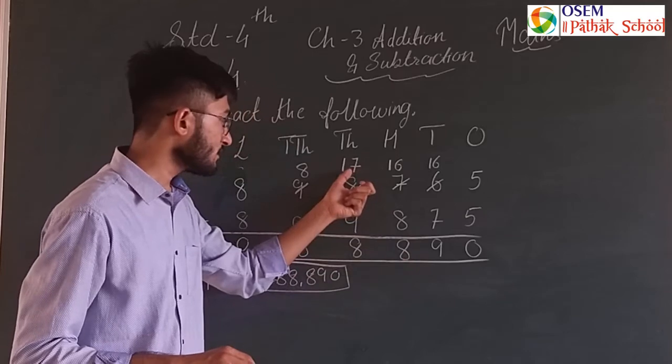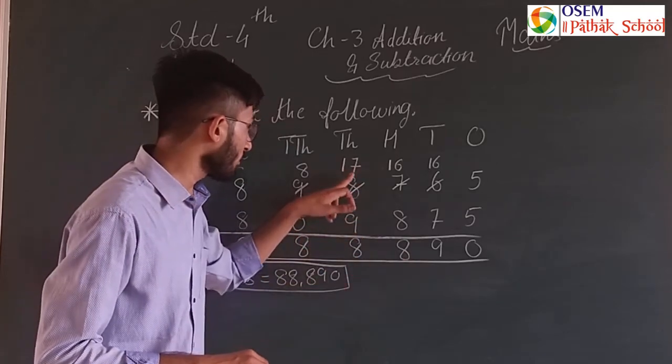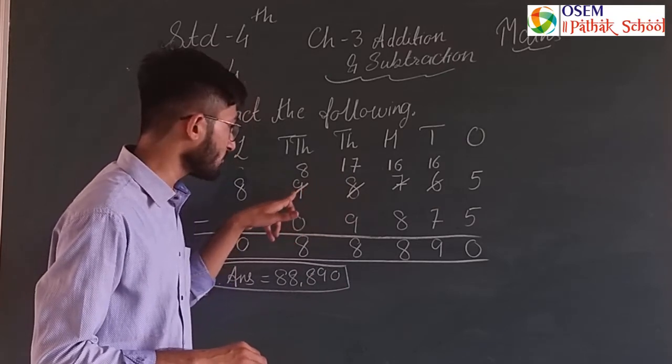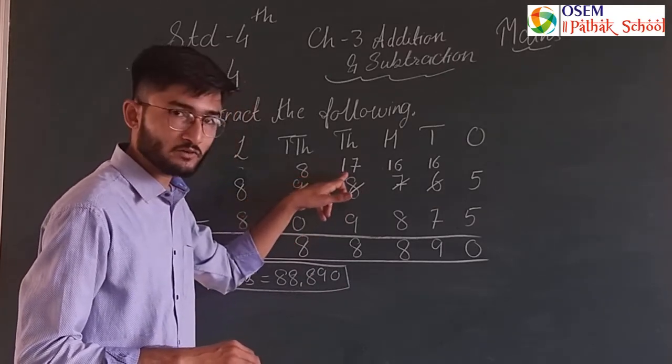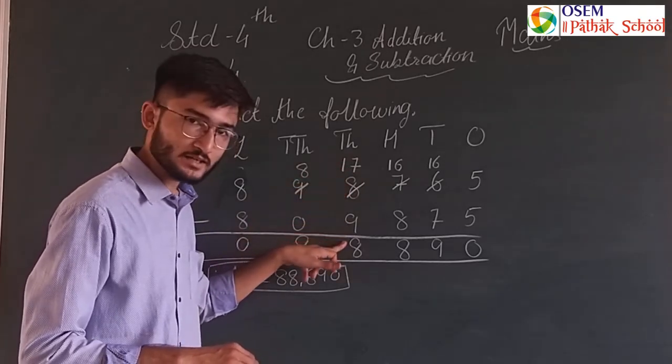Now here is 7. 7 minus 9 not possible. So we will borrow from 9. So cut down 9 and write 8. It has given 1 over here. So 7 will become 17. 17 minus 9 is 8.